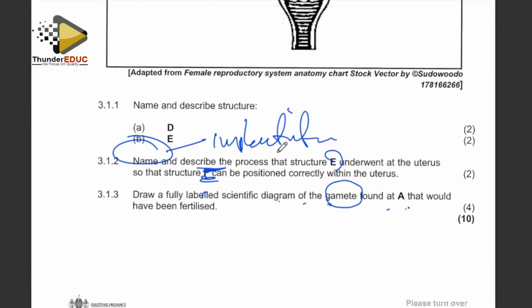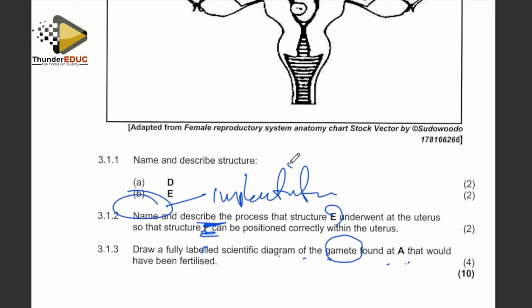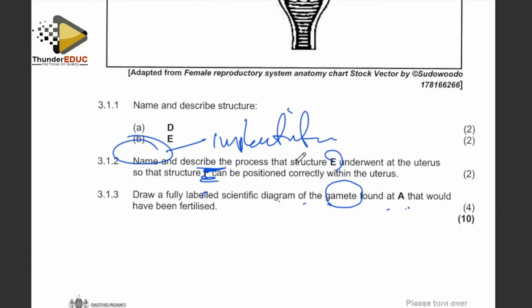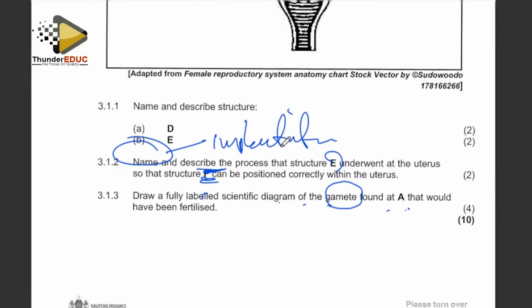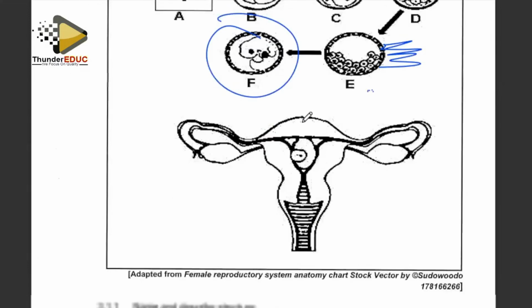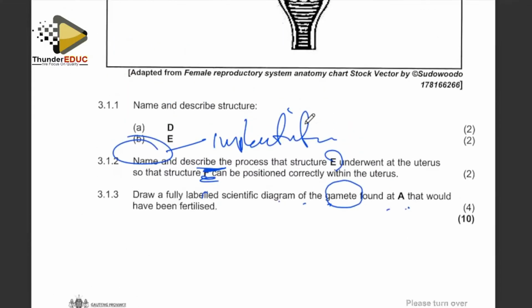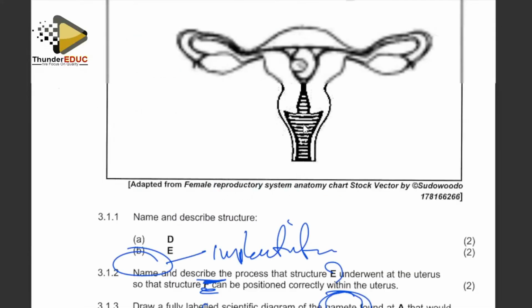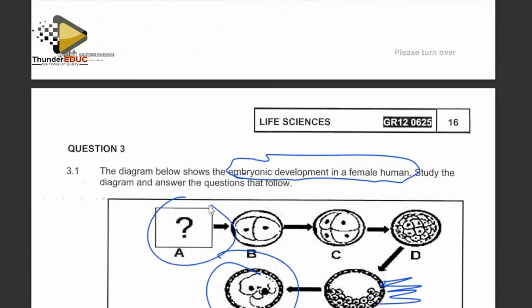This question, I hope, let me just say that it was not specific. However, because of this statement, they said that the diagram below shows the embryonic development in a female. Therefore, we're going to go with that. First of all, let's analyze. They say the gamete. We come back here. This is not a gamete.